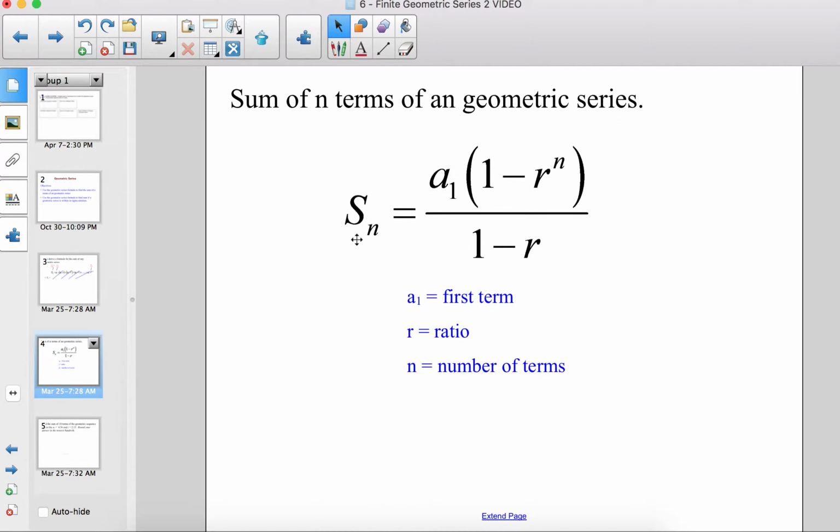So remember, S sub n is just the sum. A sub 1 is the first term. R is the ratio, the thing you're multiplying by.